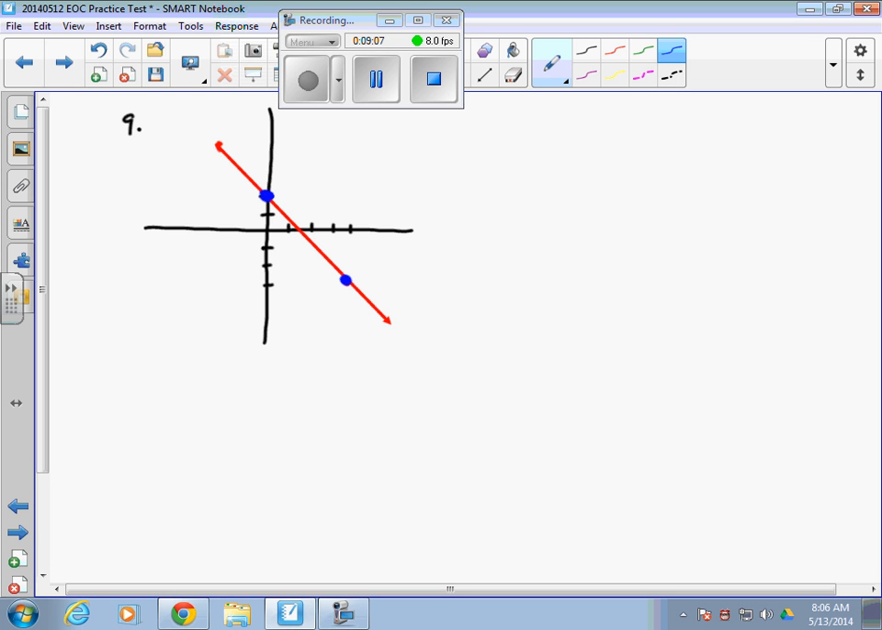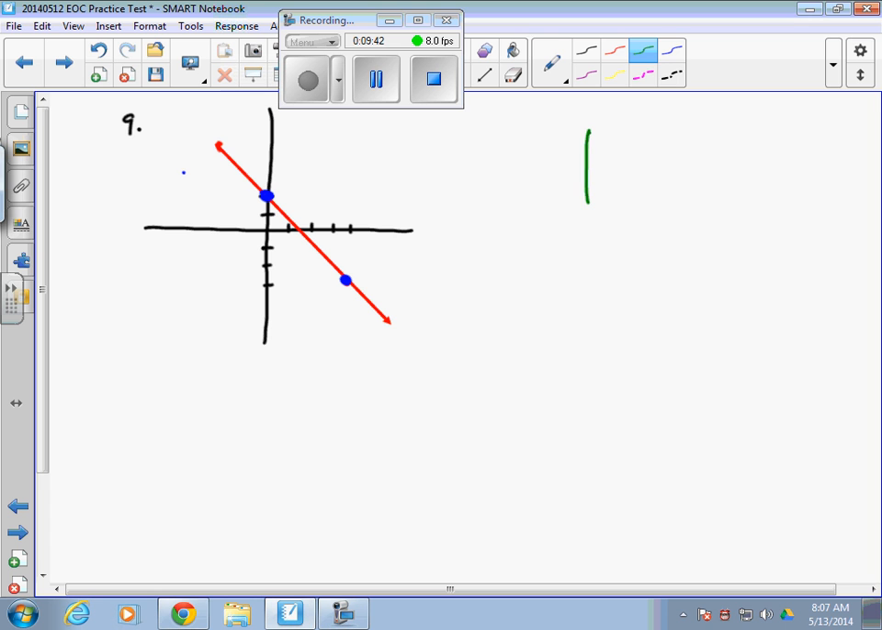Number 9 says the graph shown below represents something that is parallel to the function below. Well, we know what parallel lines are. It's a line that looks similar to this because it'll never cross the line that you're given. If it'll never cross, that means it has the same slope value, the same rise over run. So we're looking for something that has the same rise over run. What you want to do is take what's given to you to start and find its slope. Anytime things are parallel, they have the same slope.